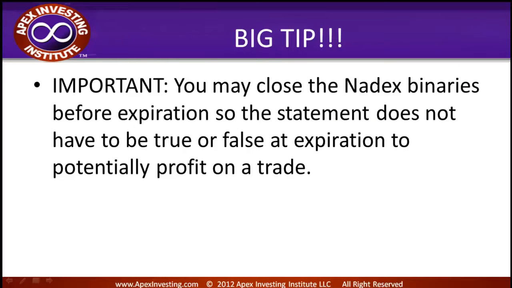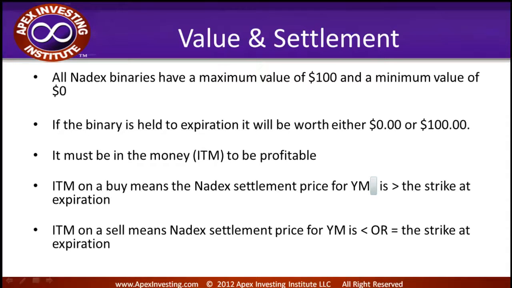Now, a huge tip is that you can close the binaries, just like the spreads, at any time before expiration. So the statement does not have to be true or false at expiration for you to potentially profit on the trade. All Nadex binaries have a maximum value of $100 and a minimum value of 0. If the binary is held to expiration, it'll be worth either 0 or 100. It must be in the money to be profitable. In the money on a buy means the Nadex settlement price for the Dow futures is greater than the strike at expiration. In the money on a sell means the Nadex settlement price for the Dow futures is less than or equal to the strike price at expiration.